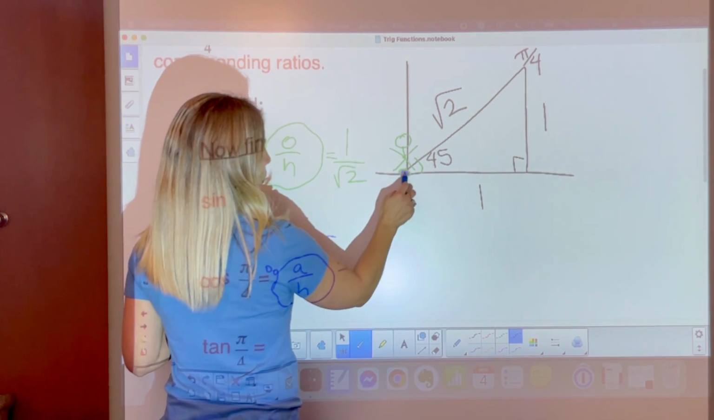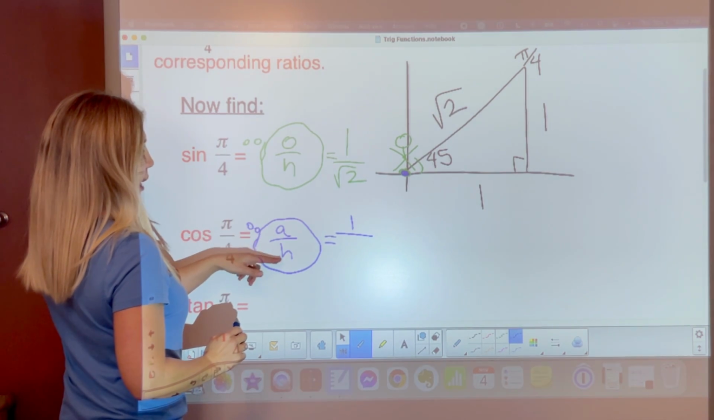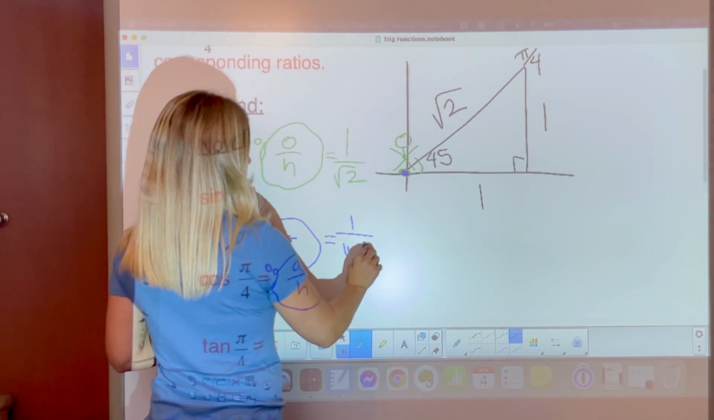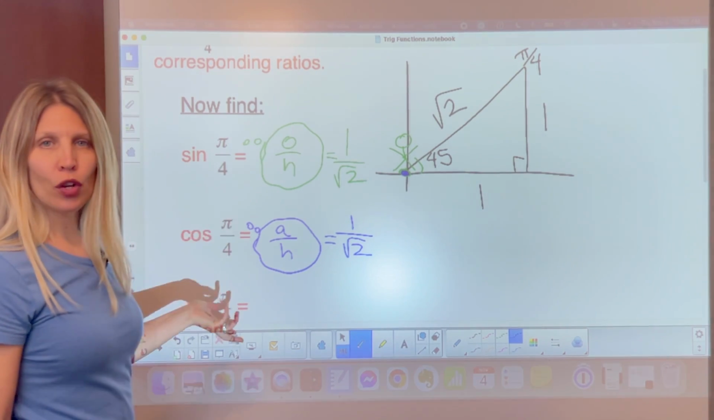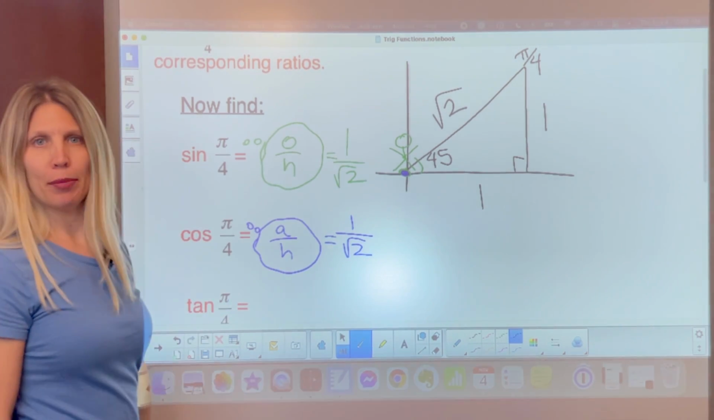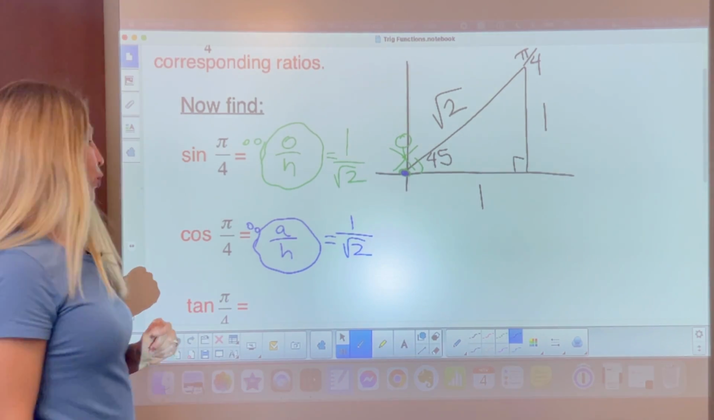This 1 right here is next to you. So 1 is your next to, and your hypotenuse is square root of 2. So look at that. Sine and cosine of pi over 4 are exactly the same answer. Imagine that. Now let's look at tangent of pi over 4.